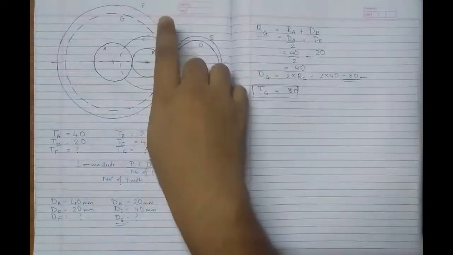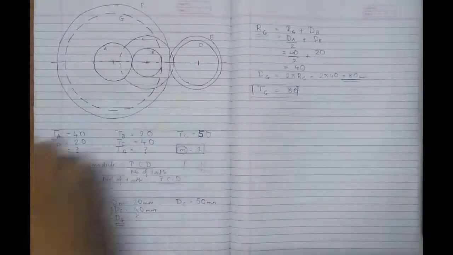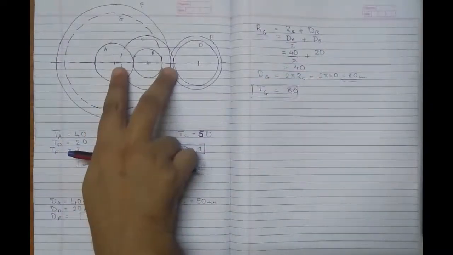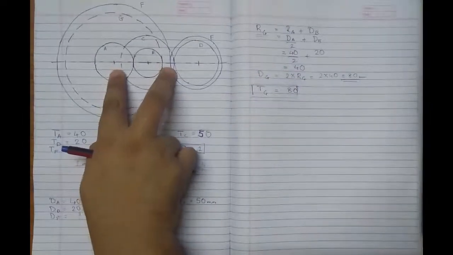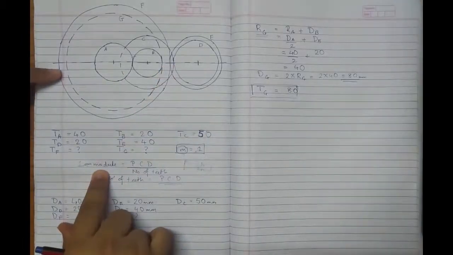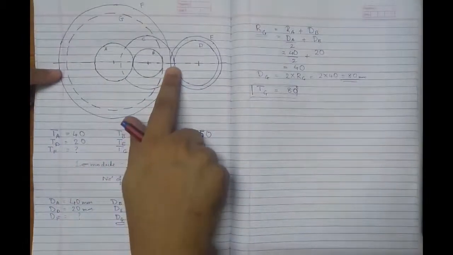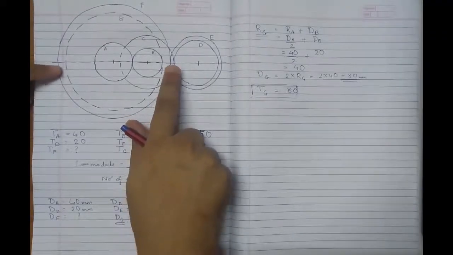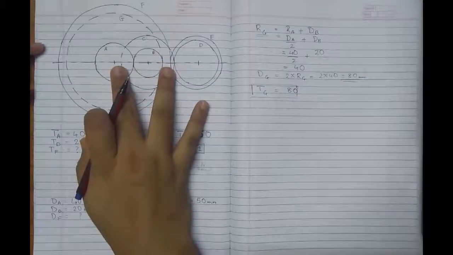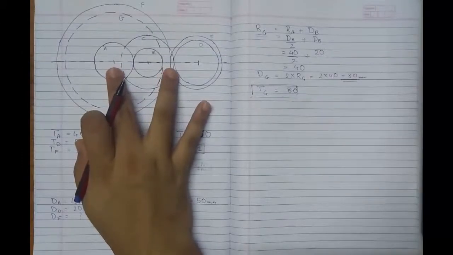Now to find the number of teeth on the gear F, we can first find the radius of F. Then using the radius of F, we can find the diameter of F. And because our module is 1, the diameter of F will be equal to the number of teeth on F. So that is how we are going to go. Finding this radius of F is slightly difficult.